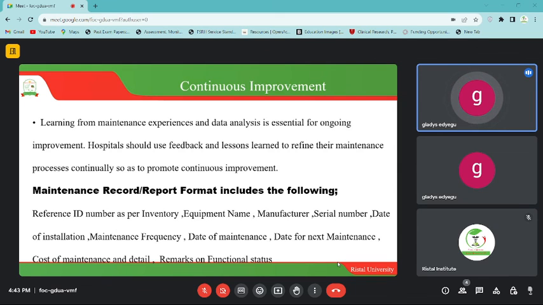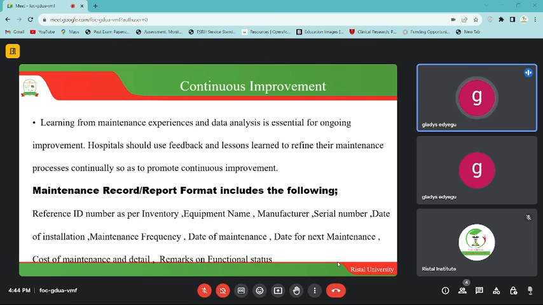All this needs to be captured so that when the next team comes, they are able to refer to this and know this is the very machine that was repaired, and that such a manufacturer made it. It was installed on such and such a date, so it has worked for such a period of time. The maintenance frequency is after either 3 months or 6 months. It was last maintained on such and such a date. The date for the next maintenance is either due or you still have some time. Then how much did it cost for those who maintained?